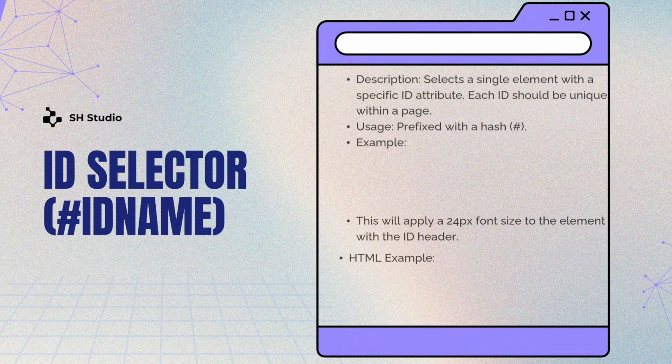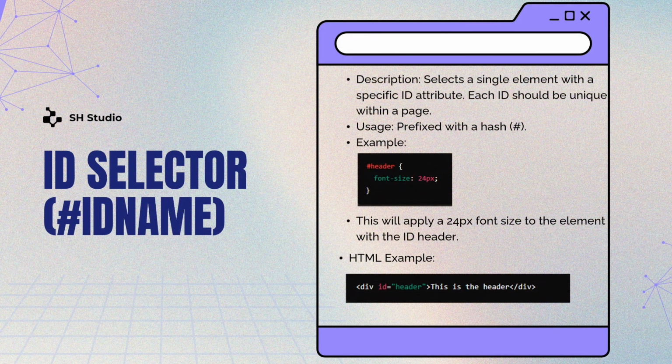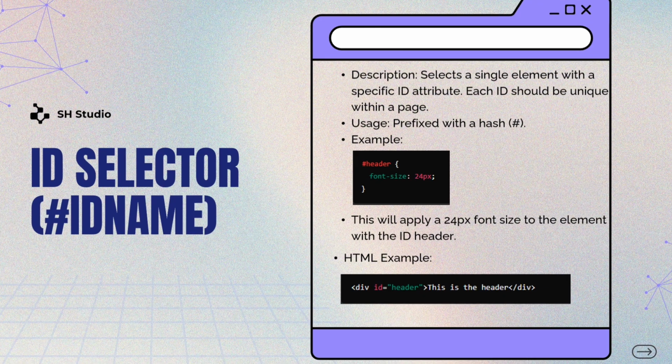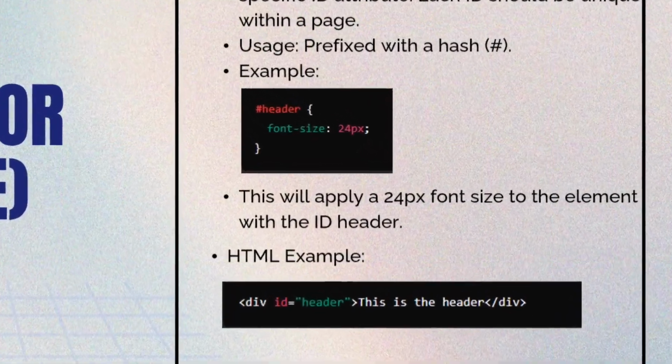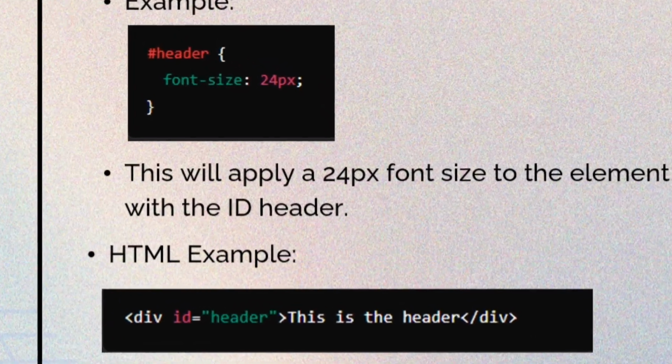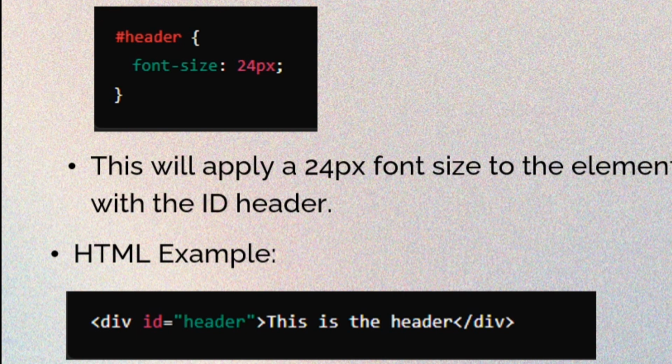Now we will be studying ID selectors. ID selectors target a unique element on the page using an ID attribute. The ID must be unique within the document, and the selector is written with a hash. As you can see in the example, this rule applies a 24 pixel font size to the element with the ID header. Since IDs are unique, this selector is only used when you need to style a specific element.